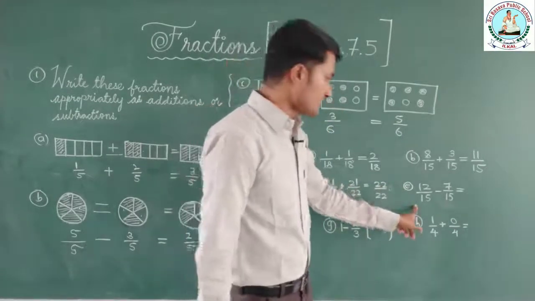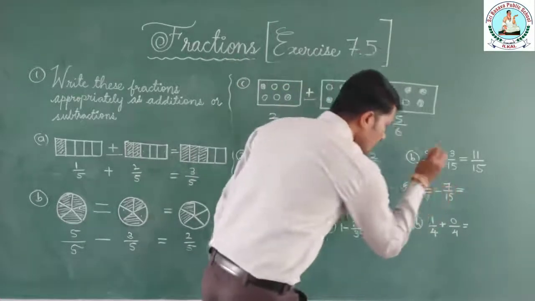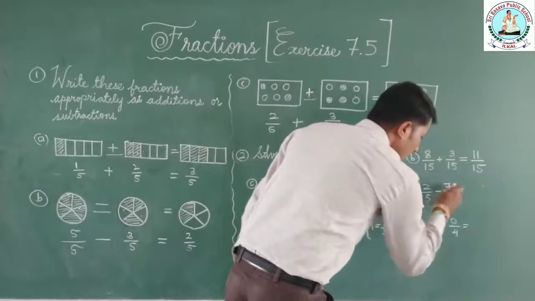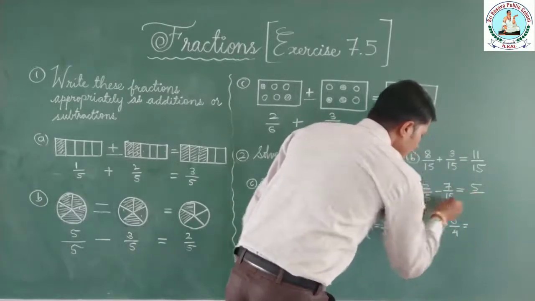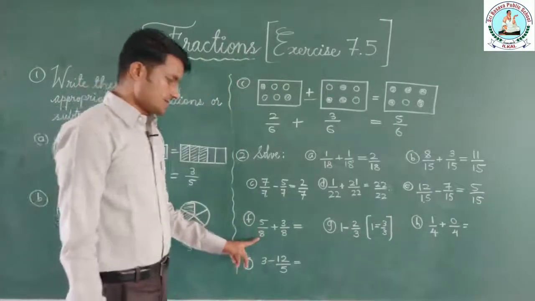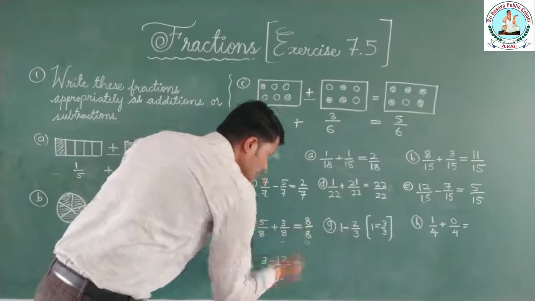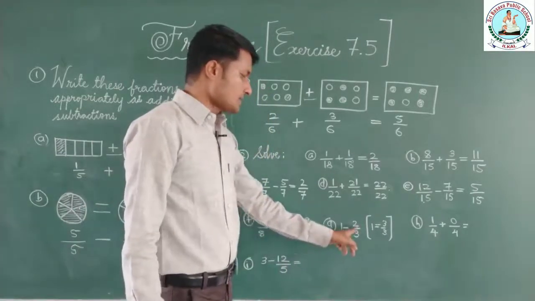Come to this question. It is subtraction of like fractions. So subtract the smaller number from the bigger number. 12 minus 7 will be 5 and 15 as the common denominator. Come to this, it is addition of like fractions. So add the numerators, 8 divided by 8, and this is 1 minus 2 by 3.